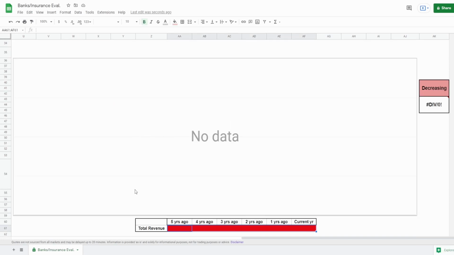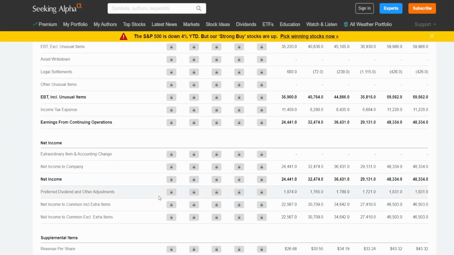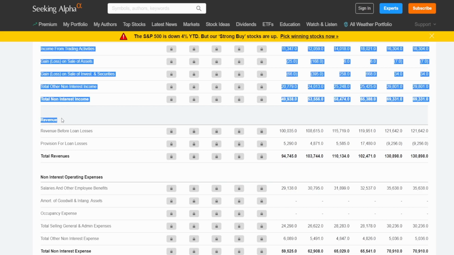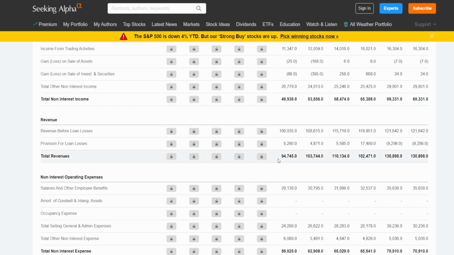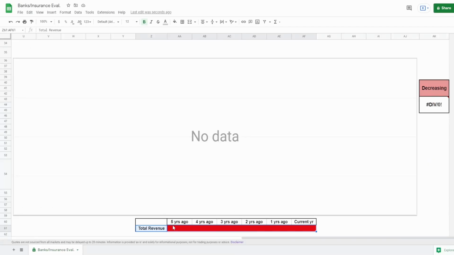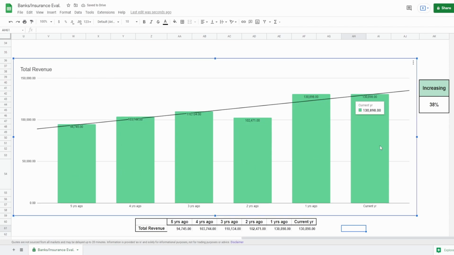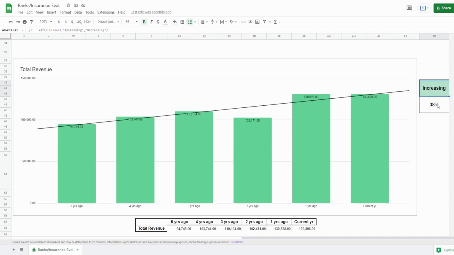Now let's come over here to the second graph, and this is, guys, the total revenue. So if we come back here to Seeking Alpha and we scroll up just a little bit, we see that we have the revenues right here, and we have the total revenues right there as well. So we're going to do the exact same thing as we just did with the net income. We're going to highlight it, copy, Control C, and come back here and click right under the 5 years ago, and we're going to hit paste. And this pretty much populates the entirety of total revenues within the past 5 years, including today's, and gives us whether it's increasing or decreasing and at what rate.